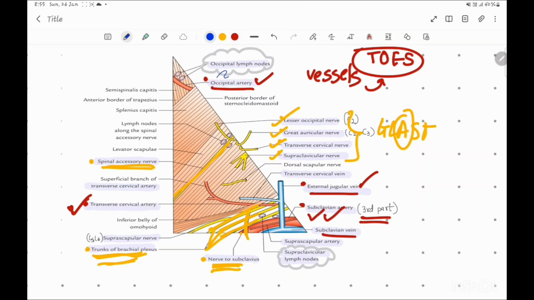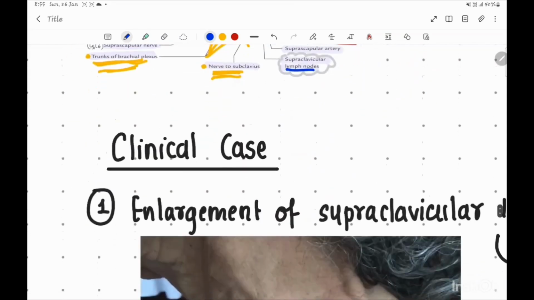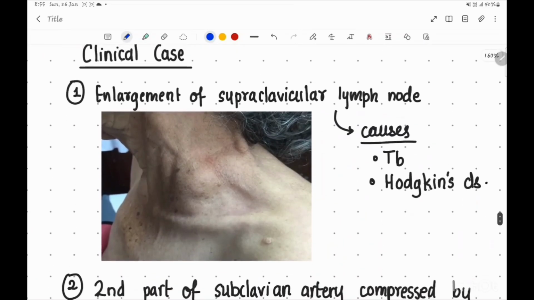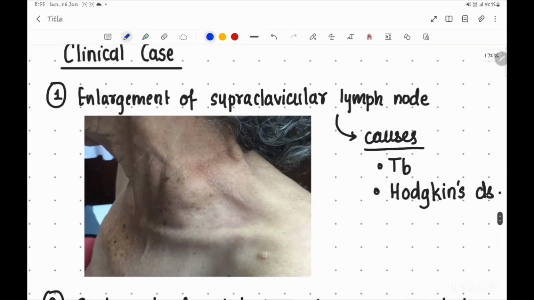For lymph nodes, we have two important lymph nodes: the occipital lymph node and the supraclavicular lymph node. With this, we are done with the contents, and this is all you need for the answer that you need to write in the exam. You can score extra marks if they ask you clinical cases and you name them.